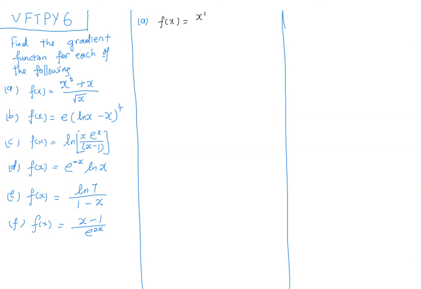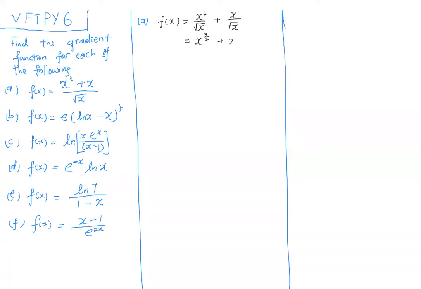Yeah. We break it in. You say x squared over square root x plus x over square root x. Then next, x squared, so x to the power of 2. Is it x to the power of 3 over 2? Yeah, 3 over 2. 2 minus half, correct? 3 over 2. Plus x to the power of 1 over 2.